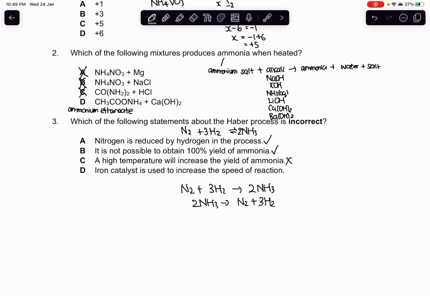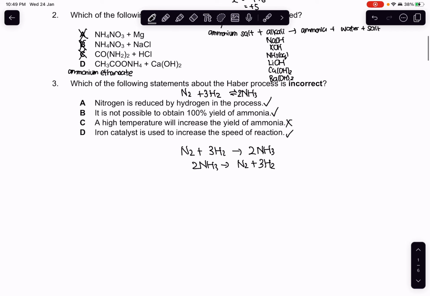If you study the graph of the Haber process, look at it carefully, notice that with increased temperature, the yield will decrease. Last but not least, iron catalyst used to increase the speed. Yes, that's the function of a catalyst, to increase the speed of the reaction. So you must recall the conditions used for the Haber process: finely powdered iron, the temperature 450 degrees Celsius, and the pressure 250 atmospheres.